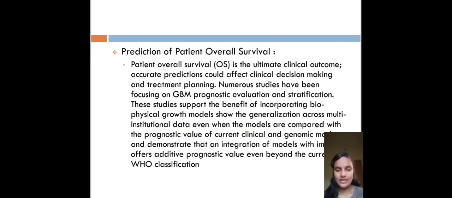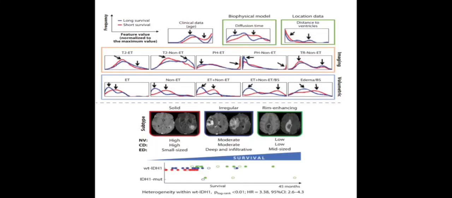Patient overall survival is the ultimate clinical outcome. Accurate prediction could affect clinical decision making and treatment planning. Numerous studies have been focusing on GBM prognostic evaluation and stratification. This study supports the benefit of incorporating a biophysical growth model and shows generalization across multi-institution data, even when the model is compared with the prognostic value of current clinical and genomic markers, and demonstrates that integration of the model with imaging offers additional prognostic value even beyond the current WHO classification.